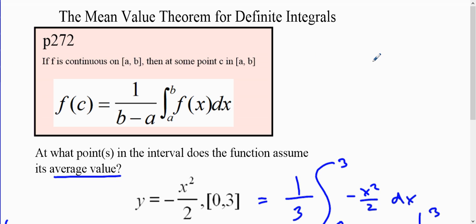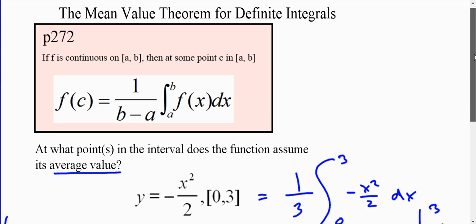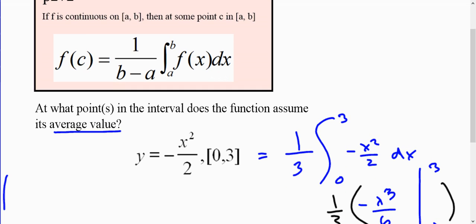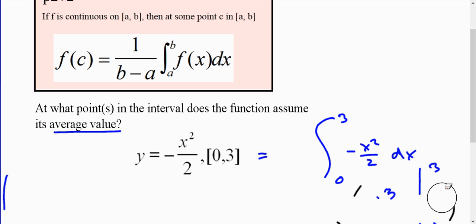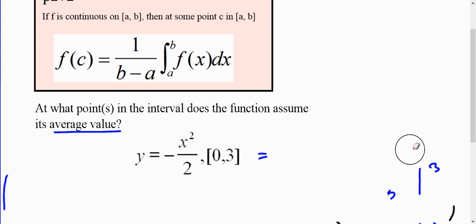To figure out the average value theorem, we can go through and solve this. I'm going to erase this so you can see what's going on here. We're going to find at what point on the interval the function assumes the average value. So we're going to find the average value first of this function.